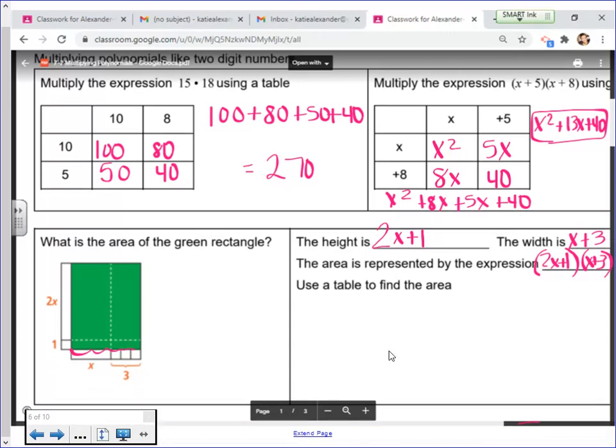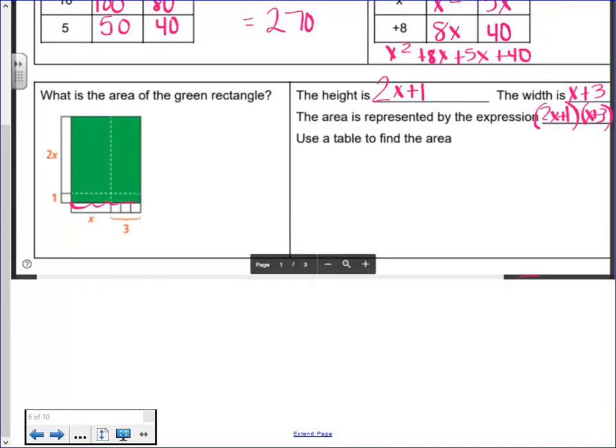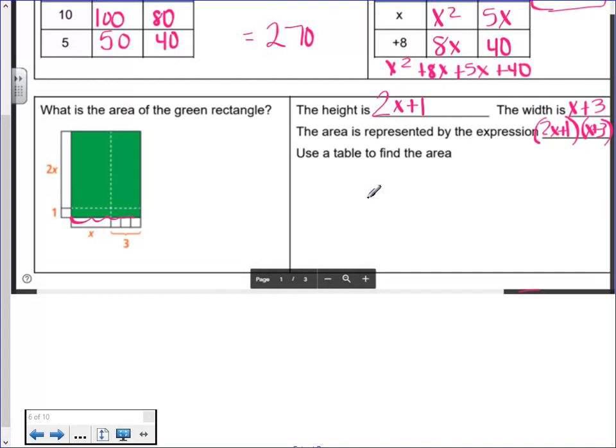It says use a table to find the area. So we are going to, and I don't think it gives you the table. Maybe it does on the paper. I'm not sure. But we're going to draw our table. It's a 3 by 3.